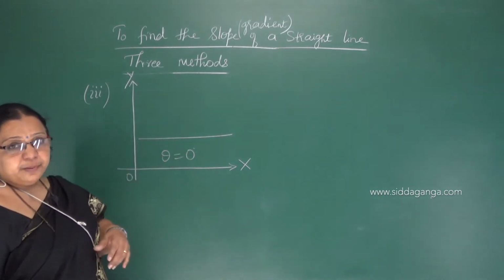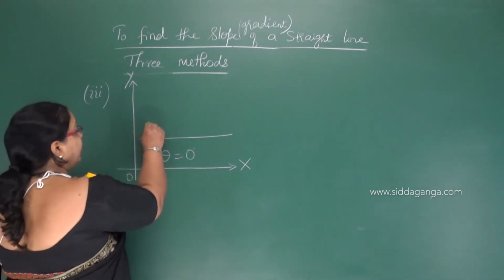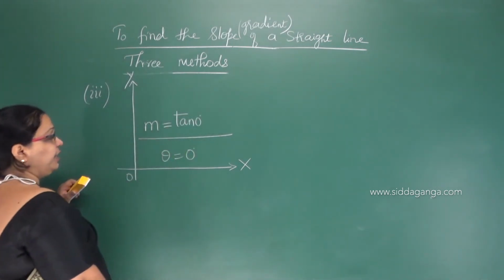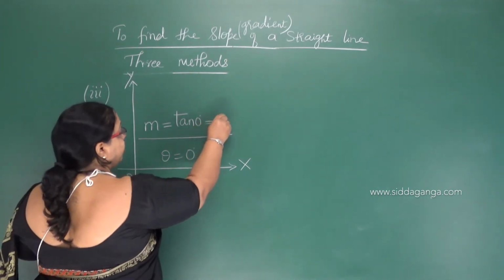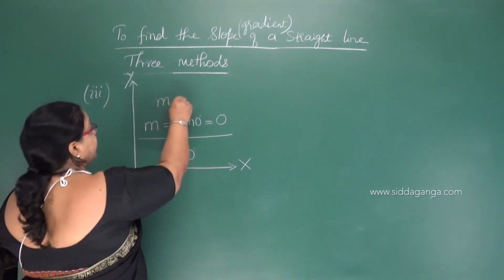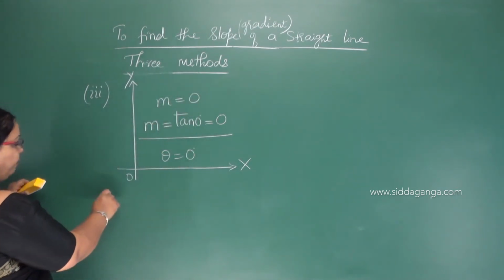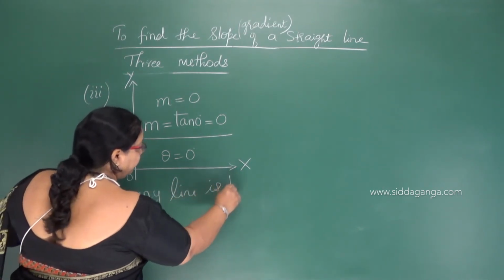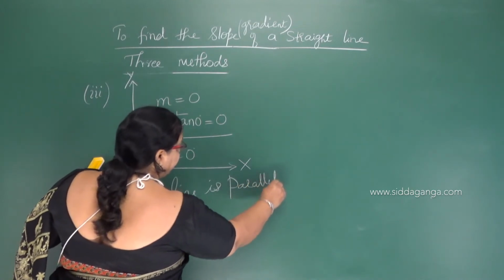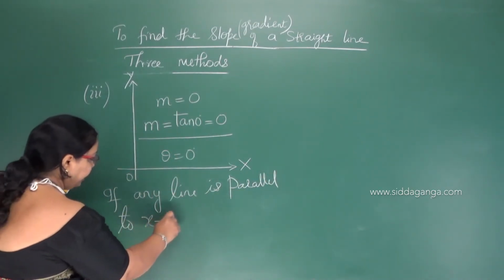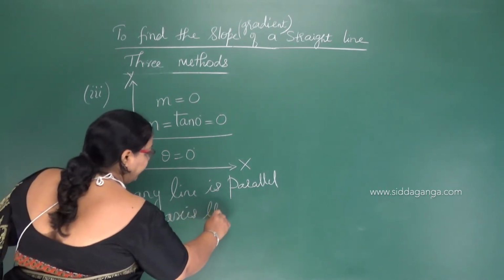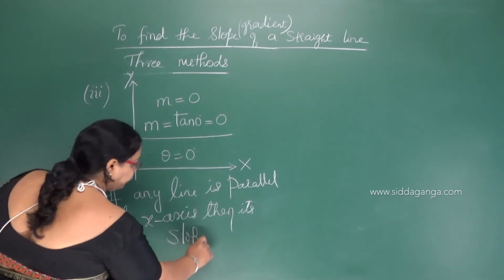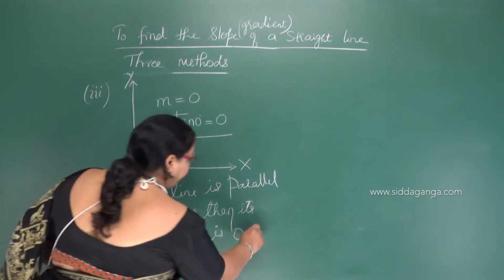The slope of such a type of line is given by tan 0 degree. We know that tan 0 is 0. Therefore m equals 0. So if any line is parallel to the x-axis, then its slope is 0. Slope is 0 and conversely.